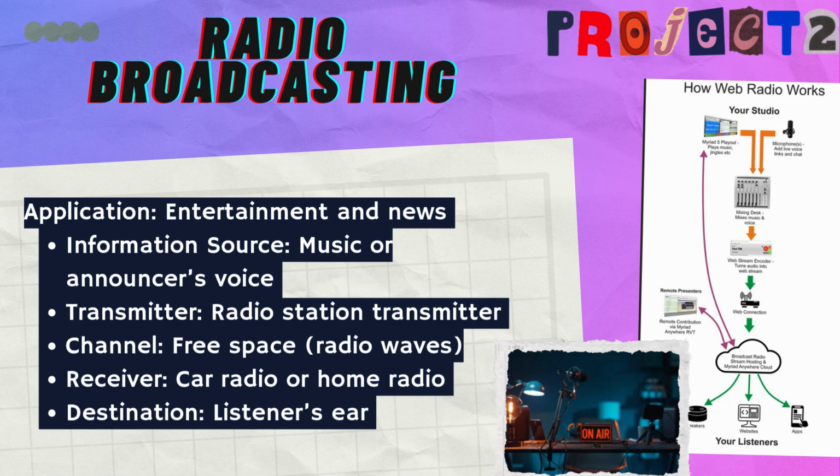Our car radio or home radio is the receiver and the destination is the listener's ear. The system enables news and music to reach many people at the same time. These 3 examples clearly show how the basic communication system, source, transmitter, channel, receiver and destination, works in real life and supports our daily activity.